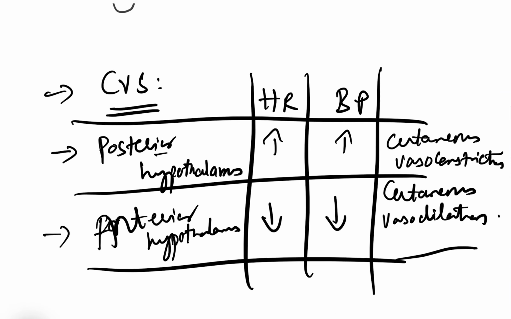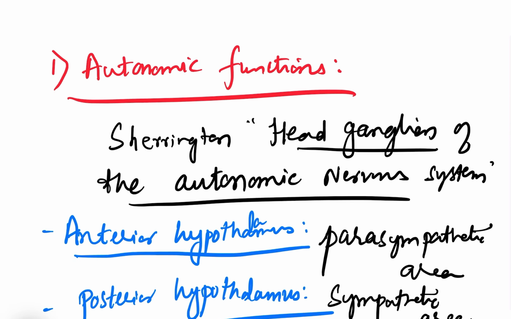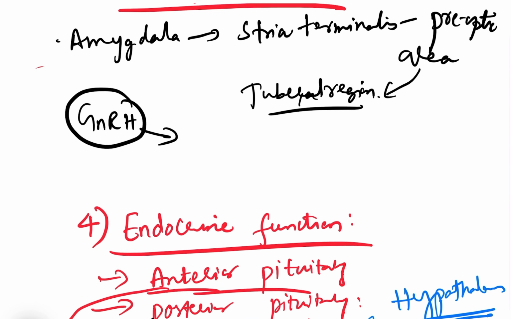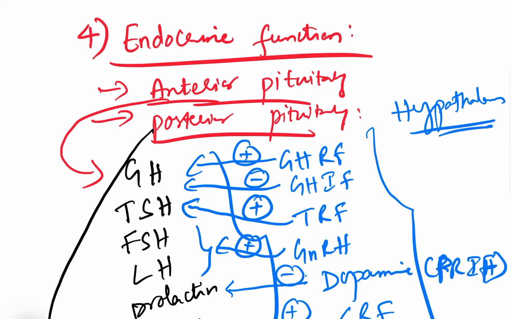So let us revise what we have discussed till now. We have discussed the autonomic functions, the regulation of food intake, then the sexual behavior and reproduction, and the endocrine function, the fourth important function. Then the fifth very important function is that it will help in regulation or control of the sleep-wake cycle.